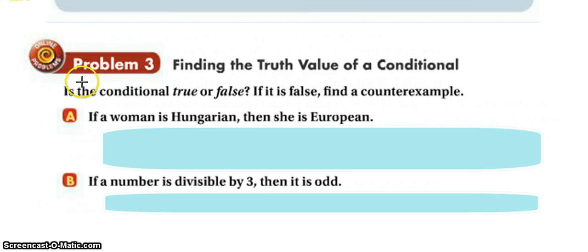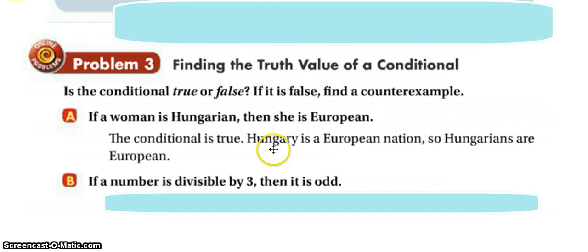So if we look down here at finding the truth value of these statements, now in A, you might need to know a little bit about cultures or geography. So it says, if a woman is Hungarian, then she is European. Well, to check that, we look for a counterexample of a Hungarian woman that would not be European. But the thing about that is, Hungary is a European nation. So all Hungarians are European. So if she's Hungarian, then she is European, and this holds true.